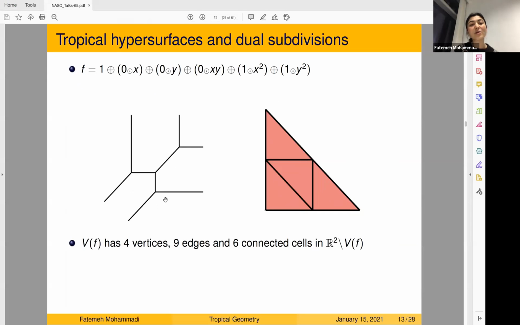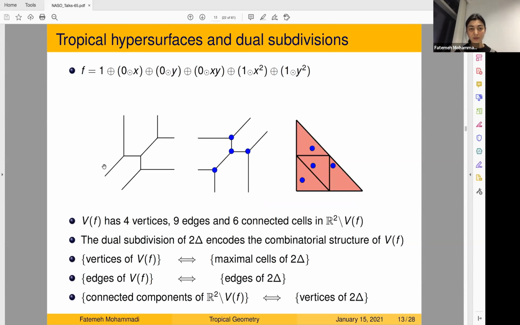Okay, perfect. So I was just saying that you have this tropical curve of this polynomial, corresponding to this graph. So we have a polytope whose combinatorial data is similar to the graph, in the sense that there is a notion of duality going on. So my graph here has 4 vertices, 9 edges, and 6 connected components of dimension 2.